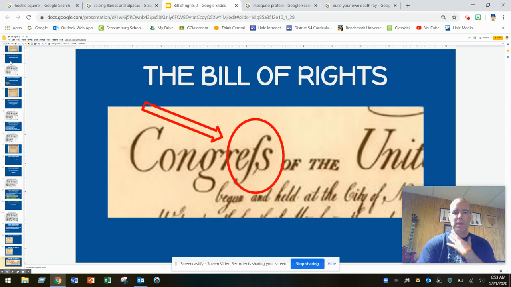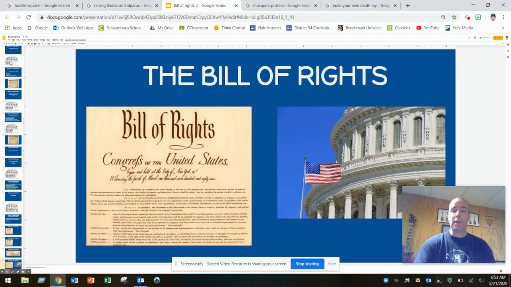But could somebody help me understand this? Congress. I hope that's not a typo. That would be embarrassing if the founding fathers really screwed that up. Or maybe that's just the weird way they wrote stuff. They thought they were being fancy. There's one S, but not another one. I don't know. Anyway, the Bill of Rights is super important and it's super good to know.